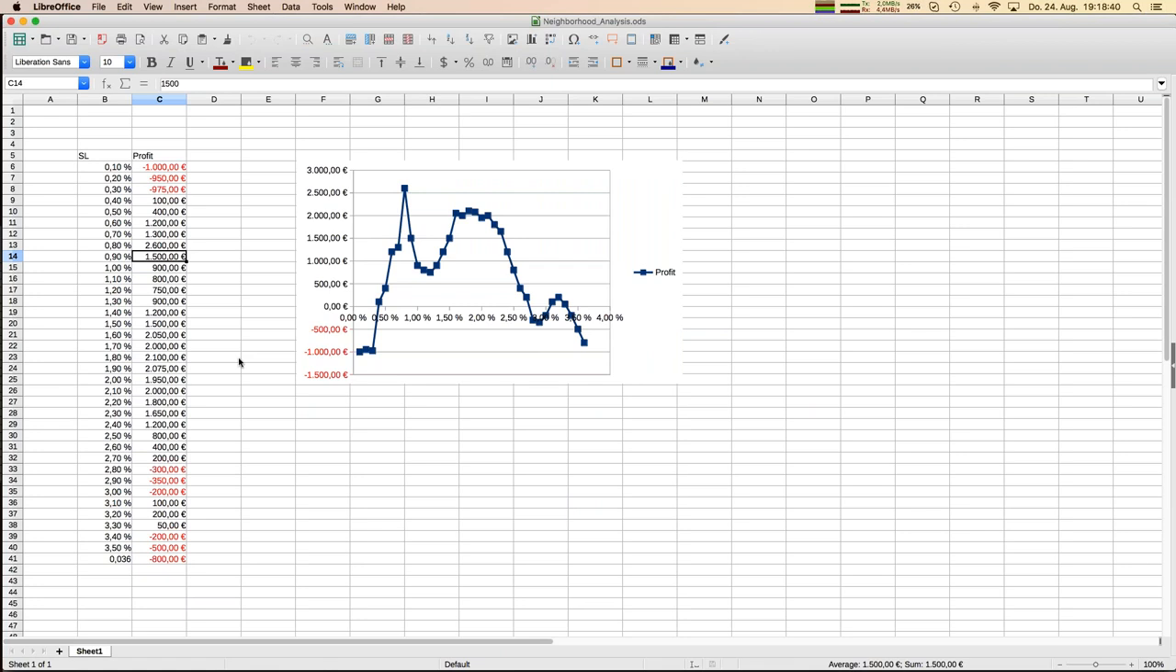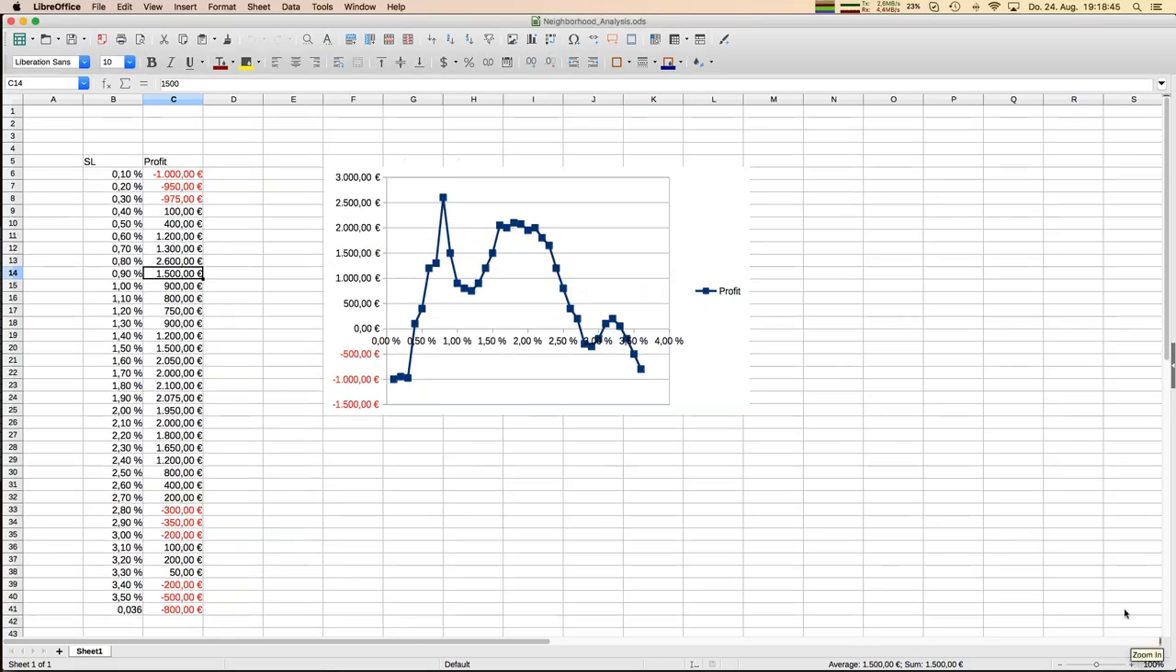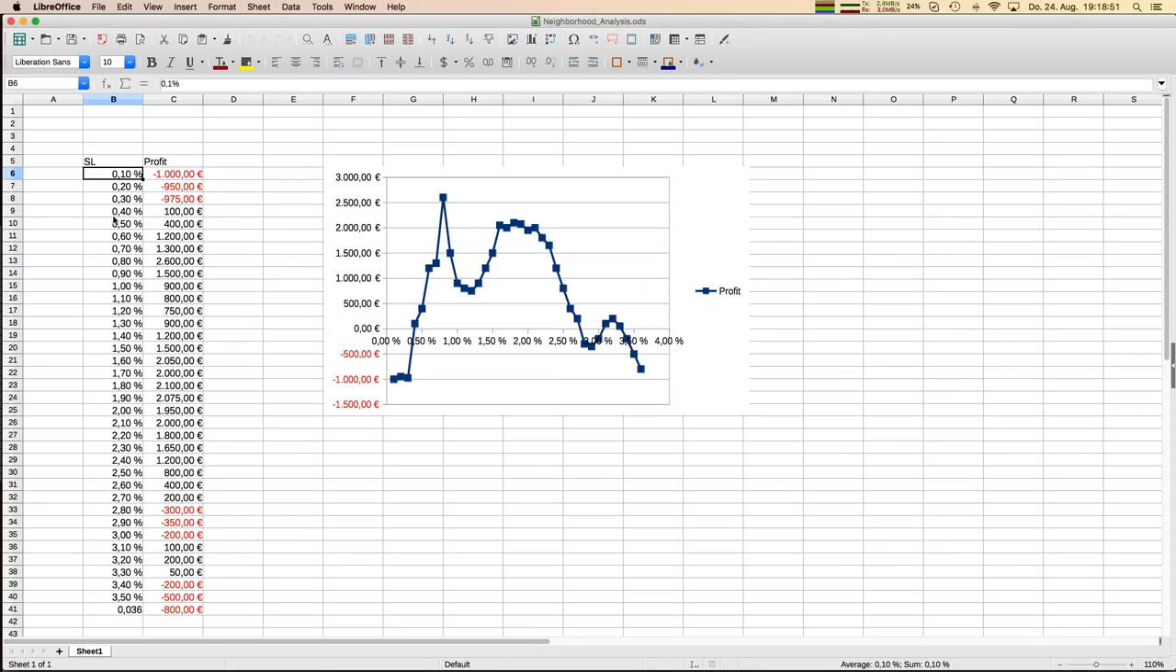What I have done here within that Excel sheet is just something to illustrate the methodology, and in this case, I only have 1 degree of freedom, and I have used a stop loss value, stop loss in percent.